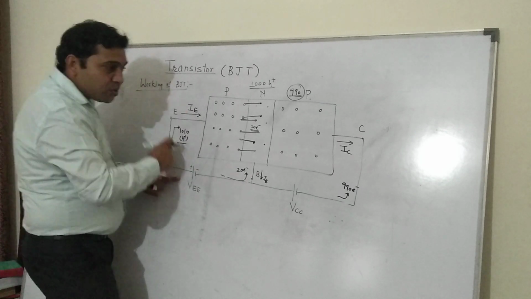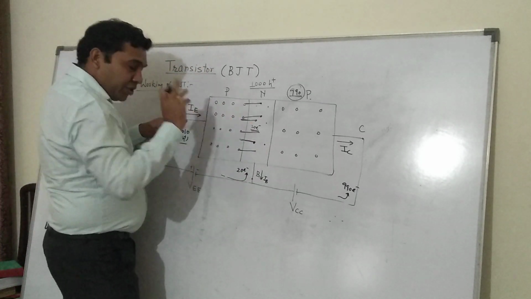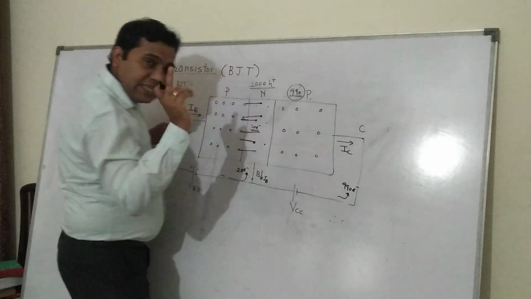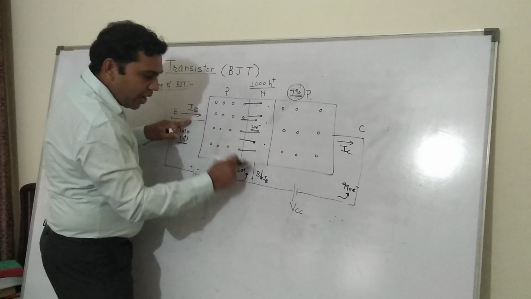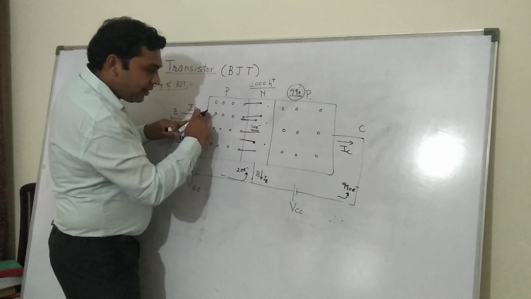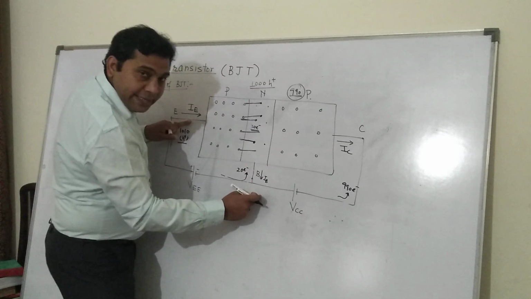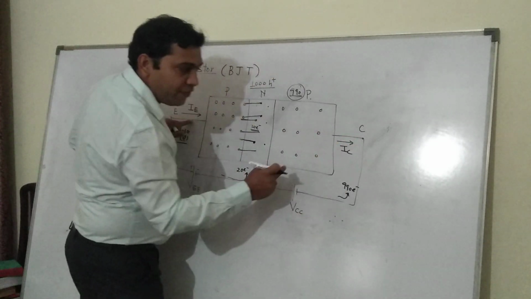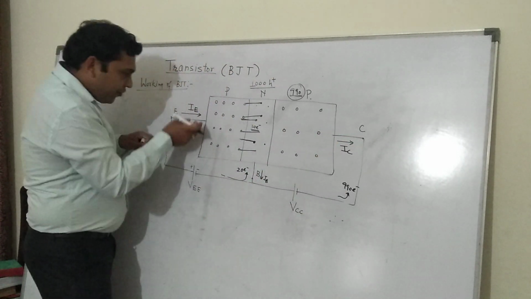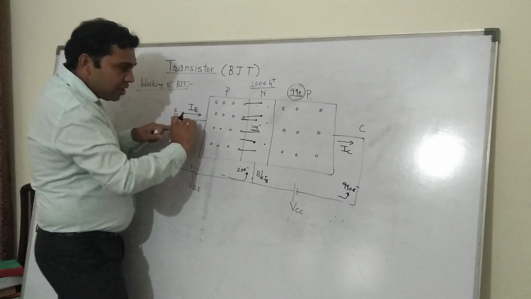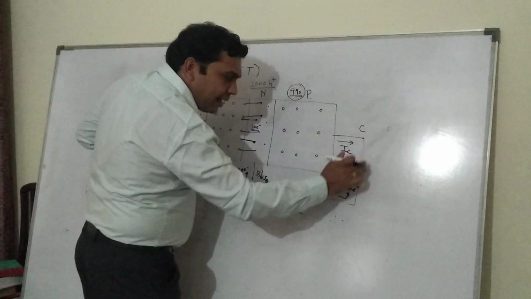But this total 1010 is divided into 3: IE, IB and IC. So basically IE is equal to IB plus IC. IE entered, IB is leaving from the transistor, and IC is also leaving. So the 1010 electrons, which are basically the 1010 holes, are divided into 20 here and 990 here.